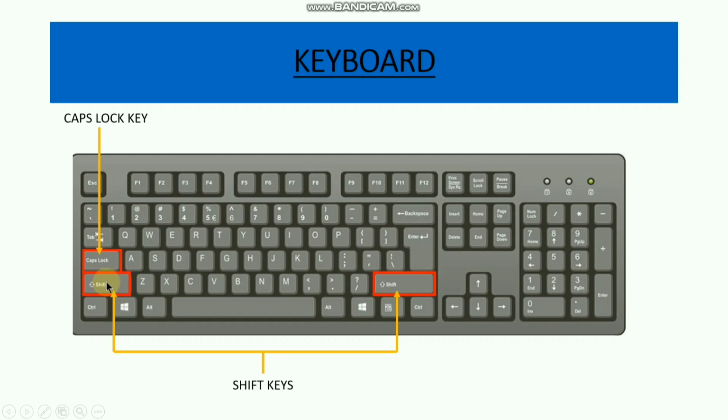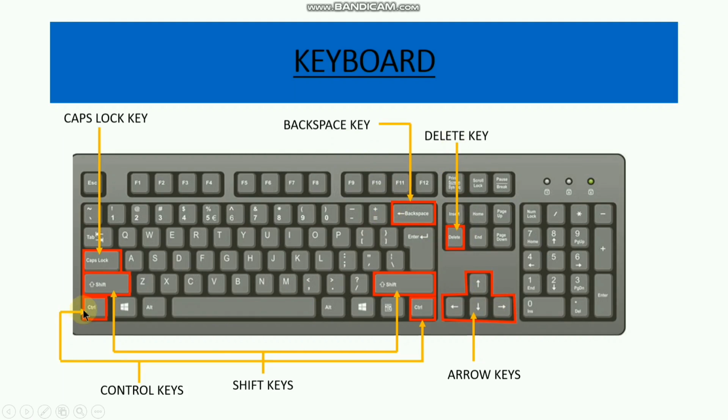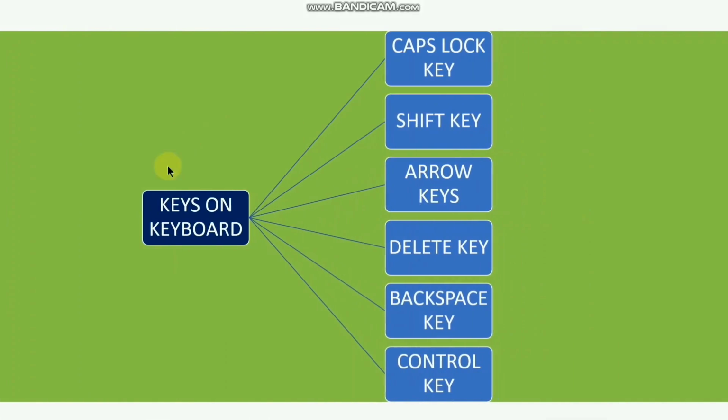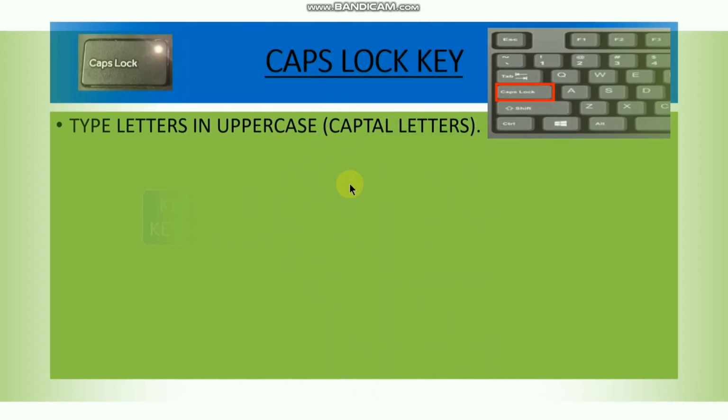This is caps lock key, the shift keys, these are arrow keys, this is delete key, this is backspace key, these are control keys. So some keys on the keyboards are caps lock key, shift key, arrow keys, delete key, backspace key and control key. I will explain you one by one.